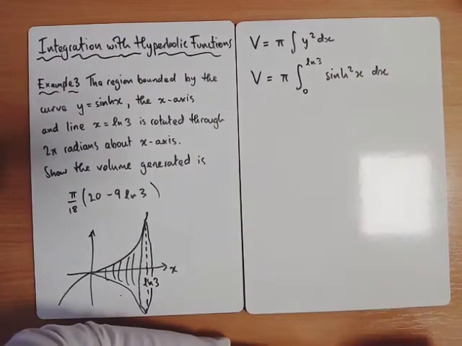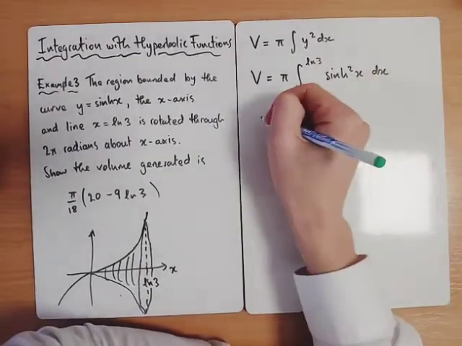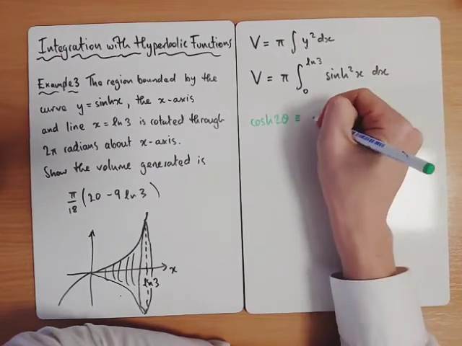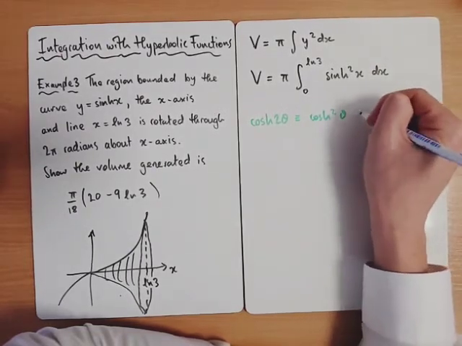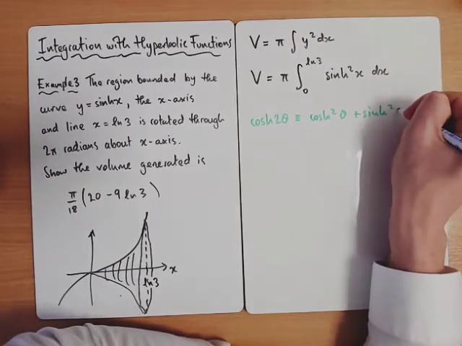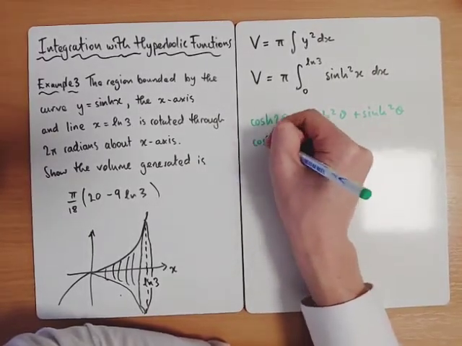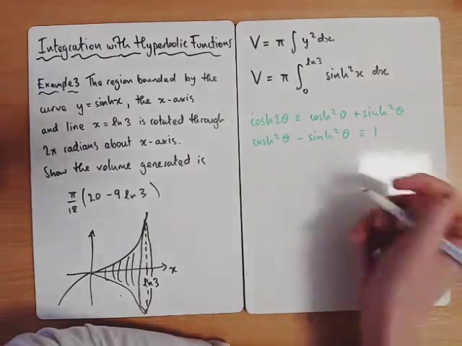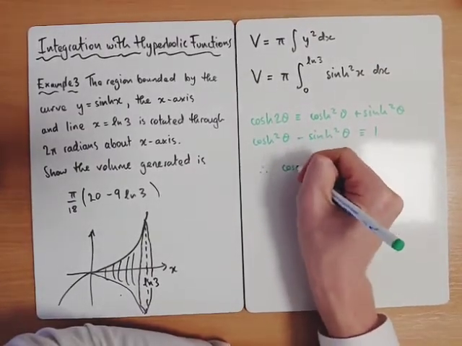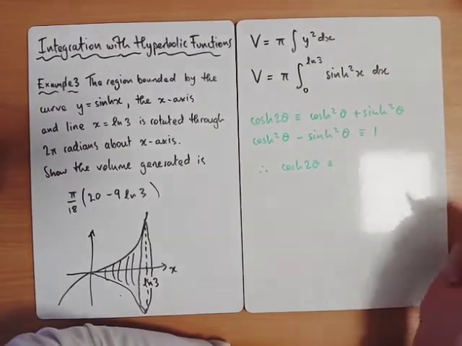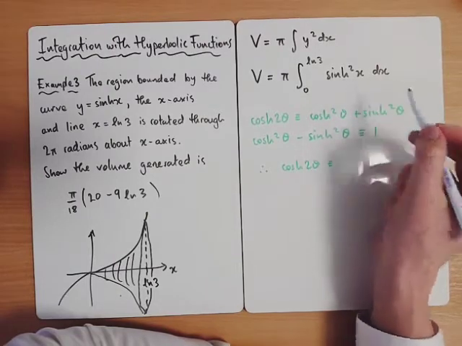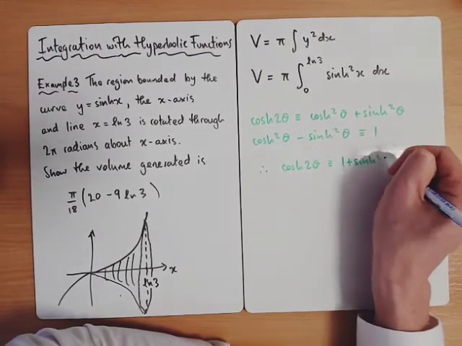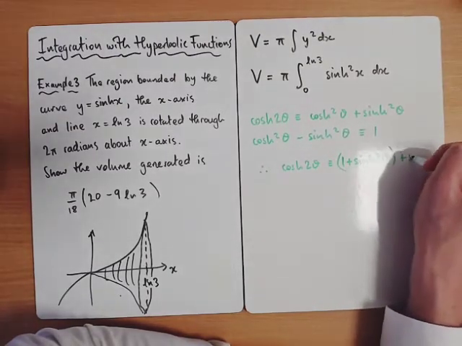Now clearly this is quite like the example that we've just done. We're now at the point where we're trying to integrate sinh squared. We've got to use cosh 2 theta. So cosh 2 theta we know is cosh squared theta plus sinh squared theta. We also know cosh squared theta minus sinh squared theta is equal to 1. So cosh 2 theta would equal, we're trying to write it in terms of sinh squared, so we could replace cosh squared with 1 plus sinh squared plus sinh squared.